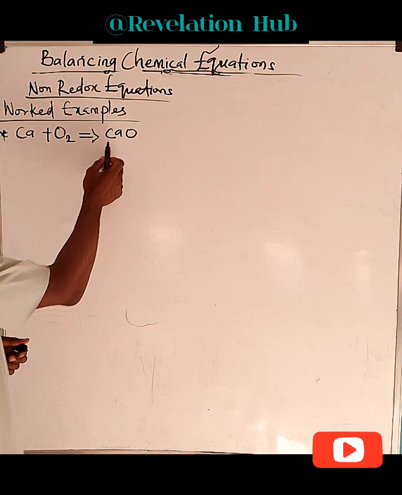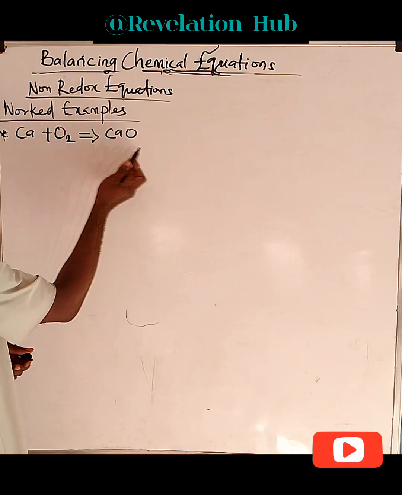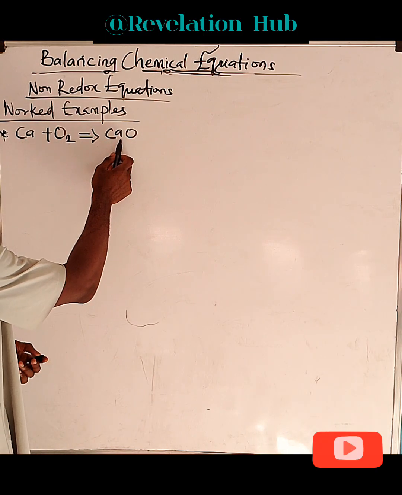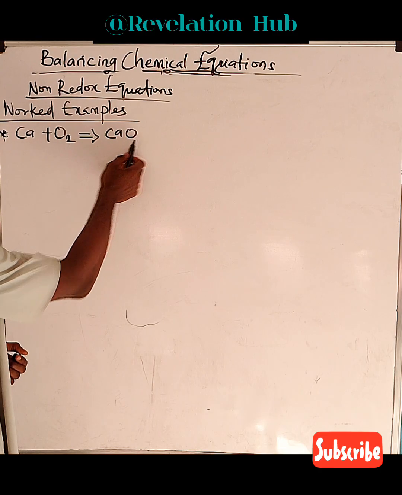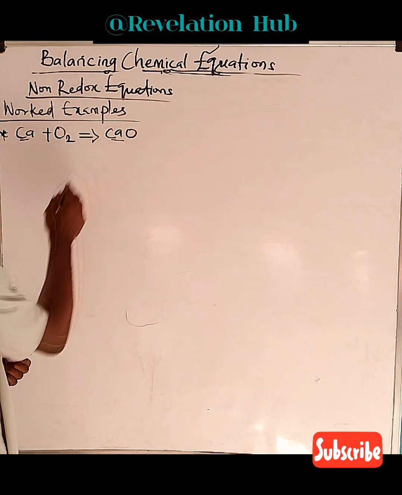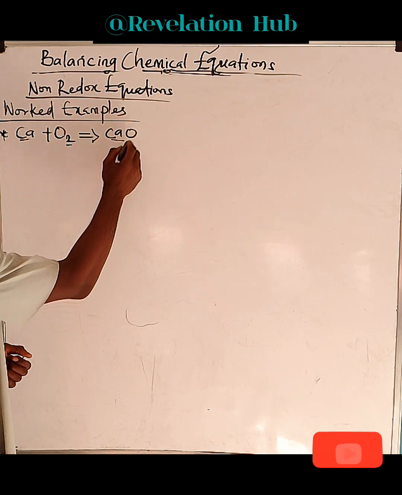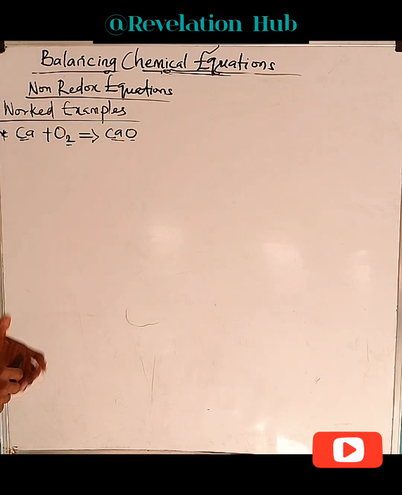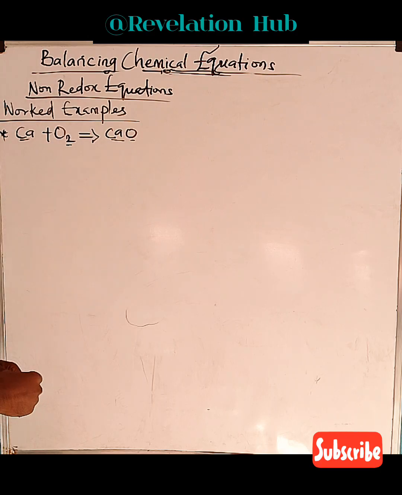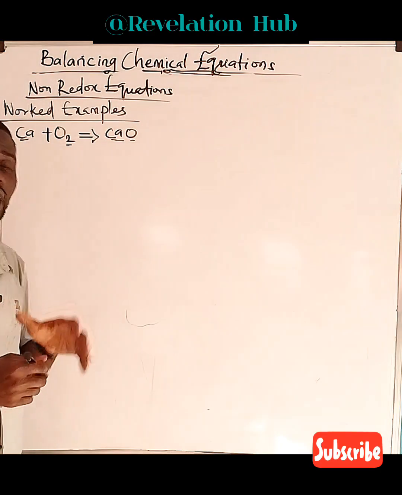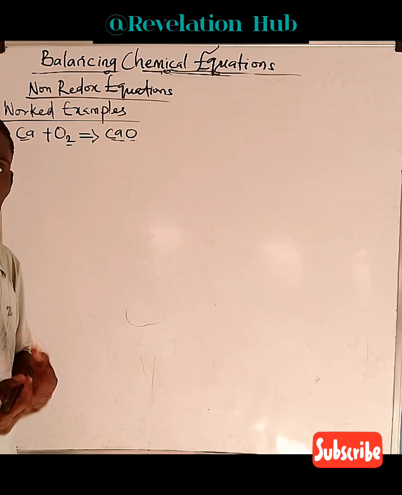This is a molecule. And when you look at the product, there's a reactant, there's a product. For the product, also one atom of calcium and one atom of oxygen. So calcium here one, oxygen here two, oxygen here one. So it means this equation is not balanced. Oxygen is not balanced, calcium is balanced.